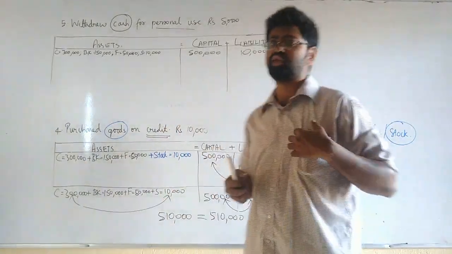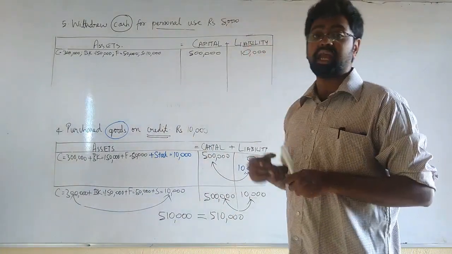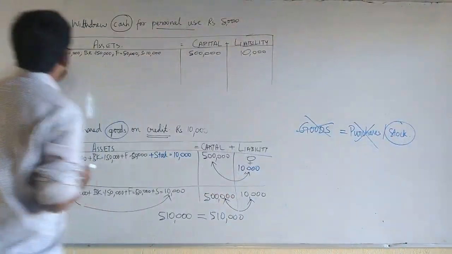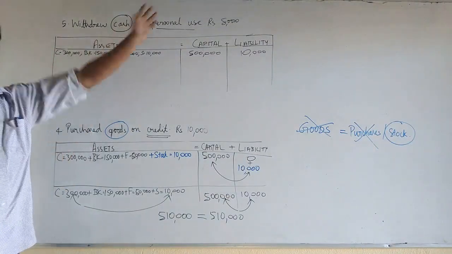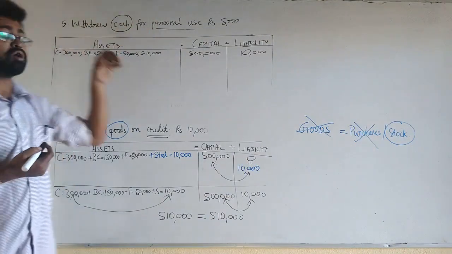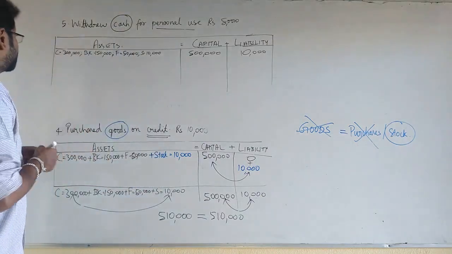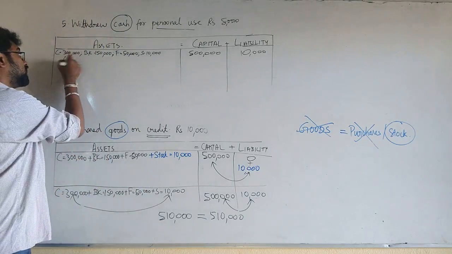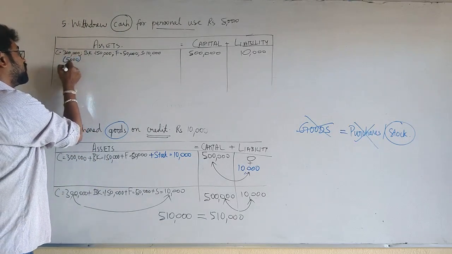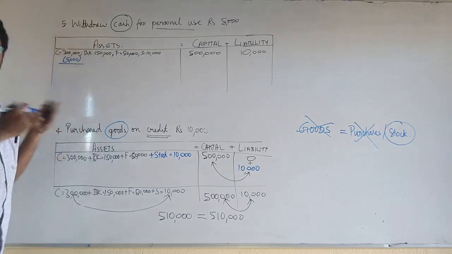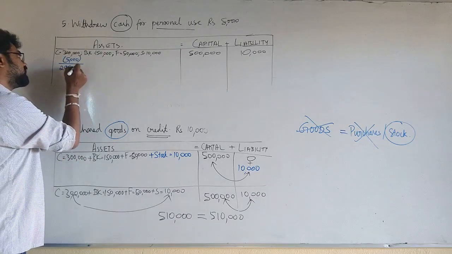Okay, so what he is doing is he is taking 5,000 from the business. How much cash is there in the business? Sir, cash is only 3 lakhs. 3 lakhs is there in the business. Can he take 5,000 from this? Yes sir, he can take 5,000. So what is happening? 5,000 is being reduced from 3 lakhs. And how much cash is there now? There is only 2,95,000 sir.